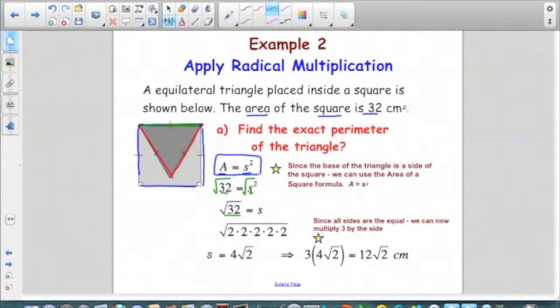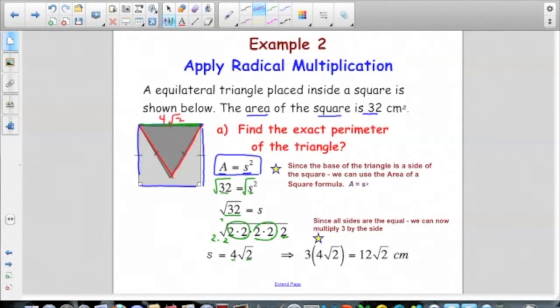Now 32 breaks down to 2 times 2 times 2 times 2 times 2 using that program. And we know it's a square root, so it breaks out of jail. One group of 2 breaks out of jail, a second group of 2, and this one's by itself. So 2 times 2 is 4, and the root 2. All that work is to get a side, which is 4 root 2.